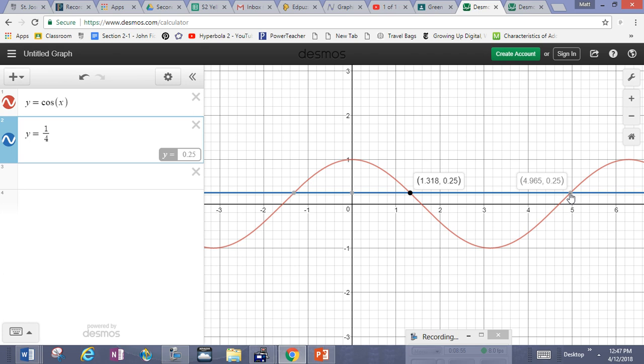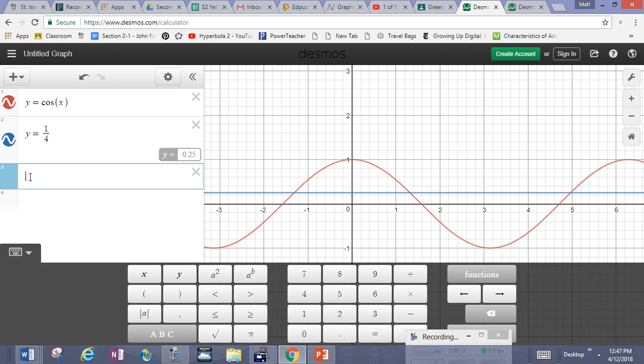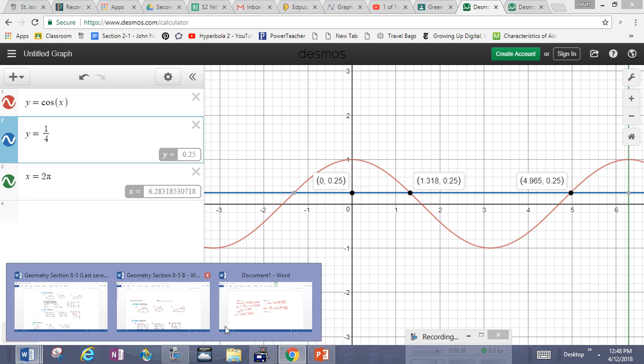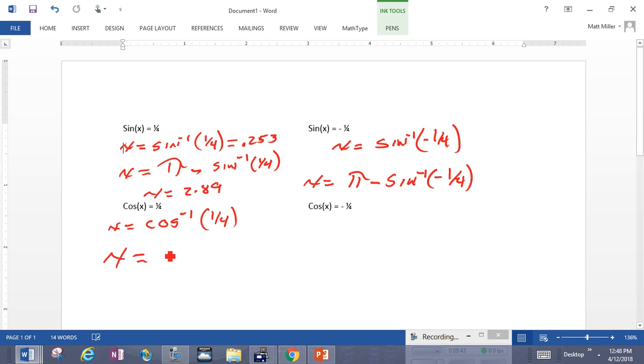That's short of 2 pi, because here's 2 pi up here, here's our 6.28. Let me put in x equals 2 pi. There it is. Literally, this distance from here to here is going to be the same exact distance as from here to there. So the next answer is going to be x equals 2 pi minus the cosine inverse of that 1/4 value. And I will bet it's going to read the same when I do that negative value.